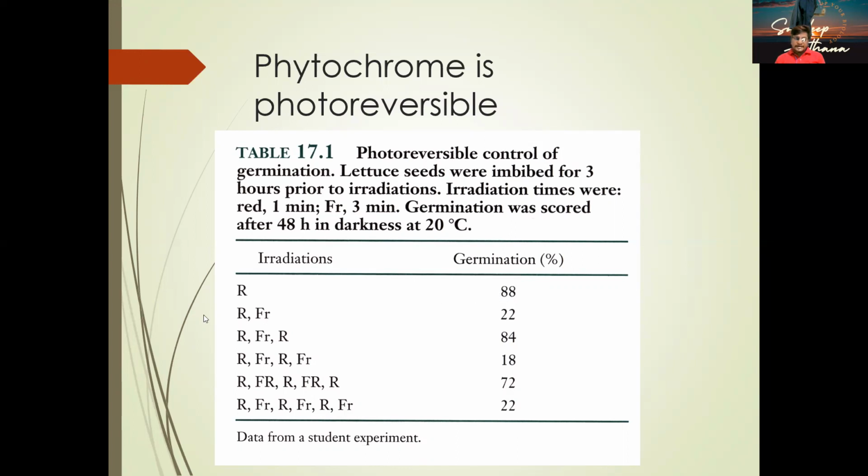Now, if you give far red immediately after the red light, the percentage of germination will decrease to 22%. Again, if you give red light, it will increase to 84%. If followed by far red, it will just jump down to 18%. Again followed by red light, it is at 72%, and followed by far red, it will again go to 22%. This suggests a trend. The trend is that the red light is conducive to seed germination.